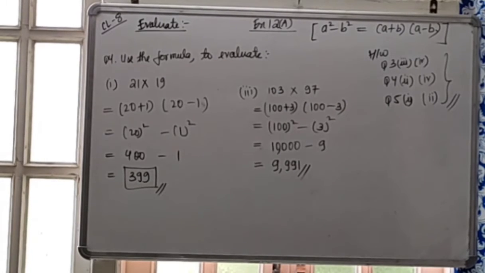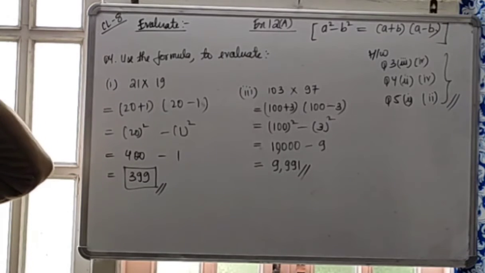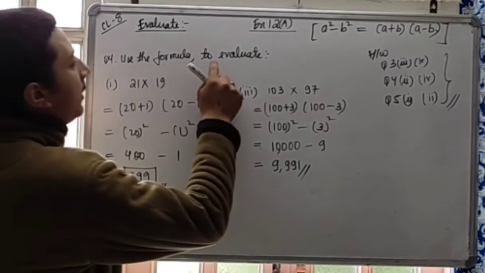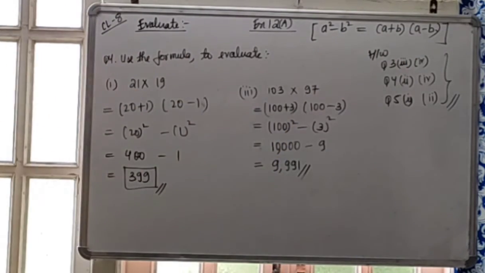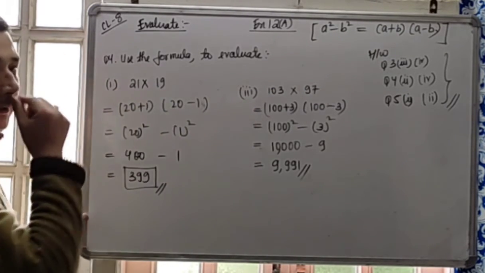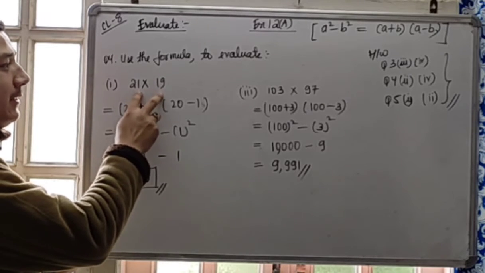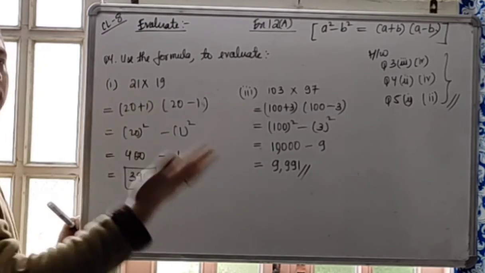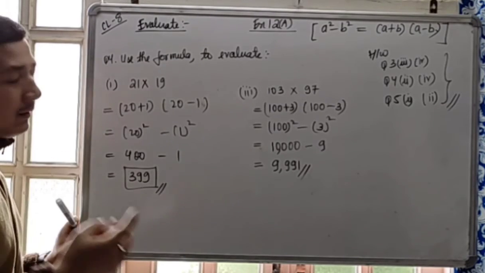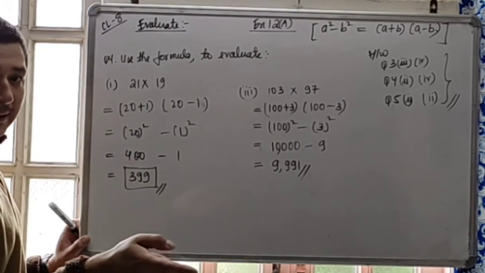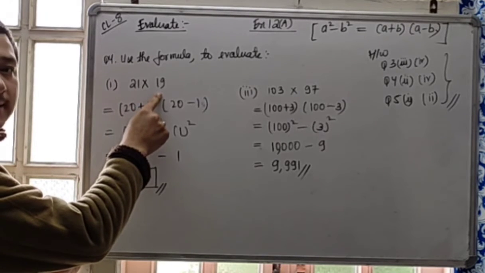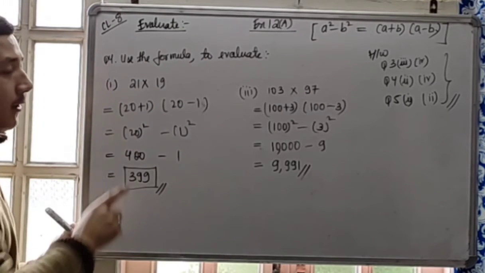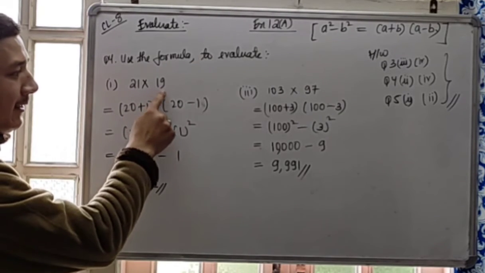All right, boys, let's move ahead with question number 4. Your question number 4 says to use the formula of a square minus b square, which is equals to this, to evaluate. We have to use this formula, okay? The question is 21 into 19. Now 21 and 19, the difference is only 2. 19, 20, 21. So which is the middle number in between 19 and 21? It is 20. See, 21 I can write it as 20 plus 1. 19 I can write it as 20 minus 1. Isn't it? 21 is 20 plus 1. 19 is 20 minus 1.